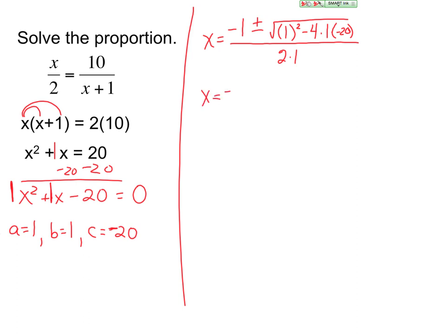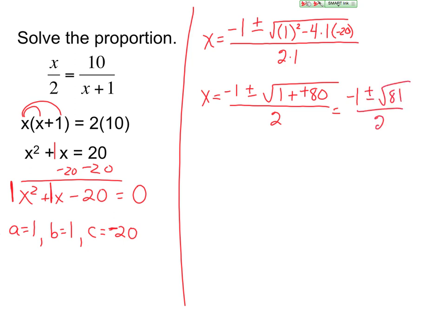Okay, so we got negative 1 plus and minus square root of 1 minus negative 80, which is going to be plus positive 80. So that's an 81. Negative 1 plus and minus the square root of 81 divided by 2. Square root of 81, recognize that? 9. So x is negative 1 plus and minus 9 divided by 2.